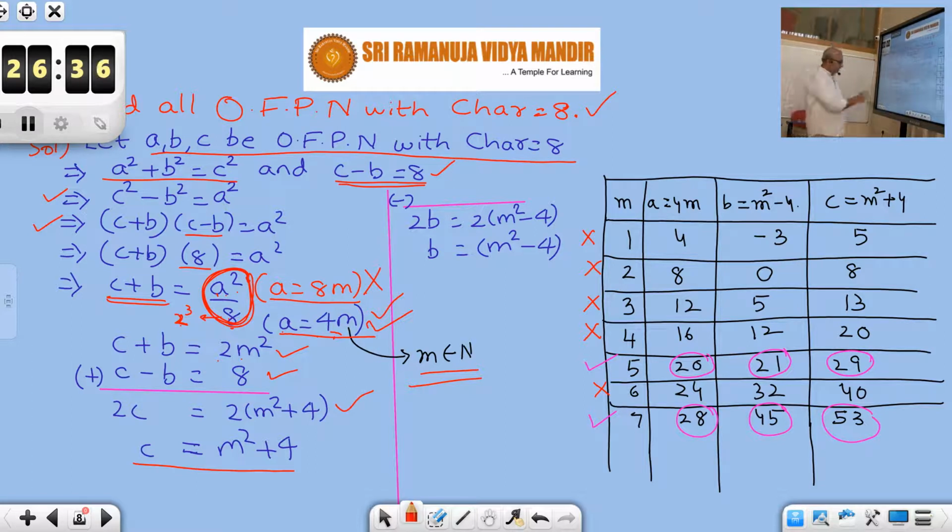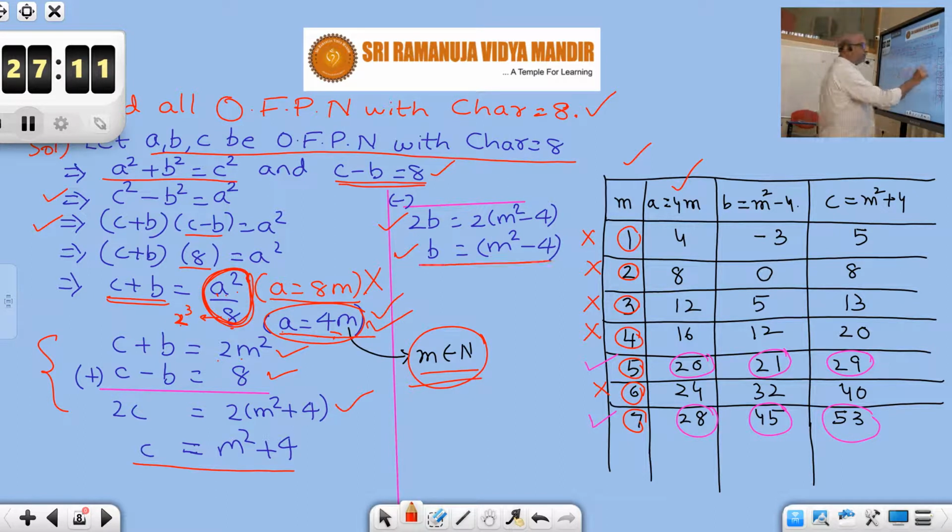Similarly, subtracting these equations, I get 2b is equal to 2 into (m square minus 4), so b is equal to m square minus 4. So I have taken a table. M is a natural number. M can be any natural number, so I am giving values 1, 2, 3, 4, 5, 6, 7, and so on. So a is equal to 4m, which I have taken from here. B is equal to m square minus 4 I have taken from here. And c is equal to m square plus 4 I have taken from here.